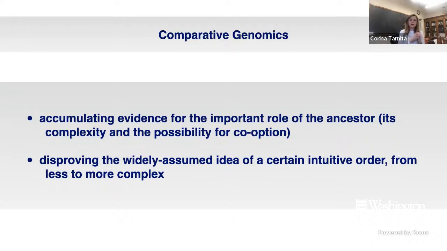So one of them is that we've been accumulating evidence for the important role of the ancestor, the complexity of the ancestor, the possibility for co-opting some of the functions of the ancestor, the things that the ancestor was able to do on its own before it ever became a group, might then get co-opted to do something new in the context of the multicellular group or the social group.